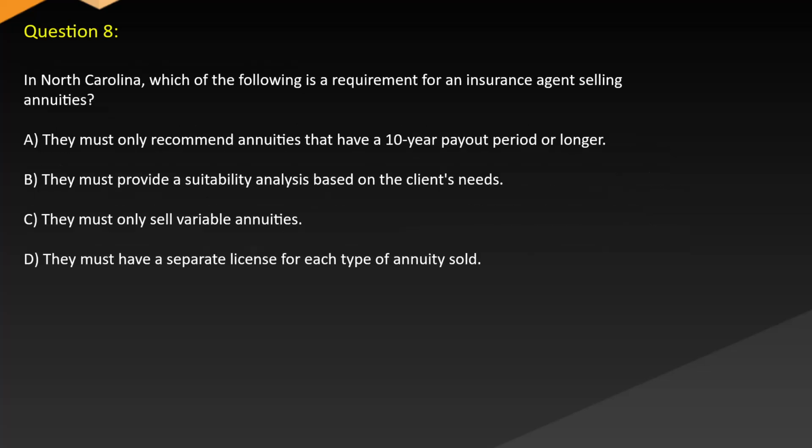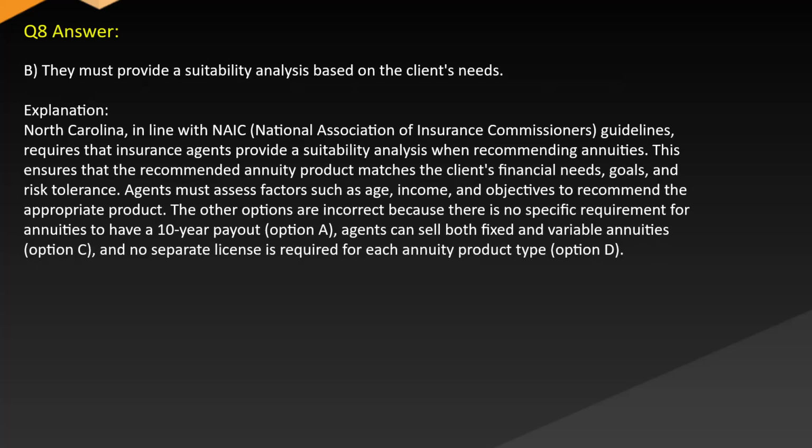Question 8. In North Carolina, which of the following is a requirement for an insurance agent selling annuities? A. They must only recommend annuities that have a 10-year payout period or longer. B. They must provide a suitability analysis based on the client's needs. C. They must only sell variable annuities. D. They must have a separate license for each type of annuity sold. Answer B. They must provide a suitability analysis based on the client's needs.